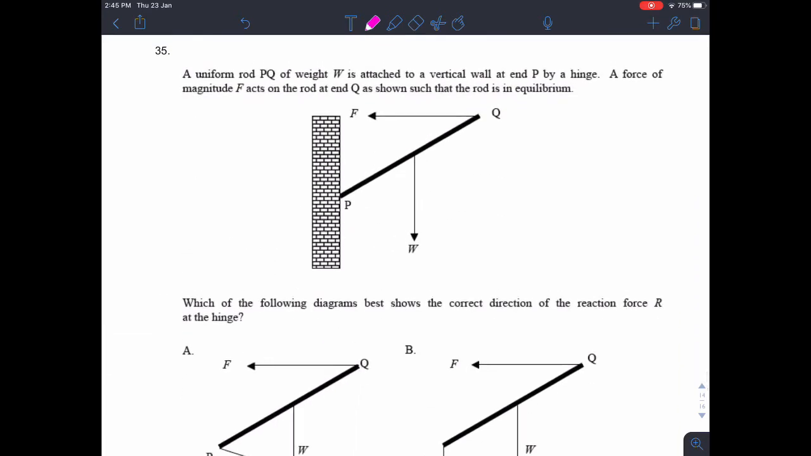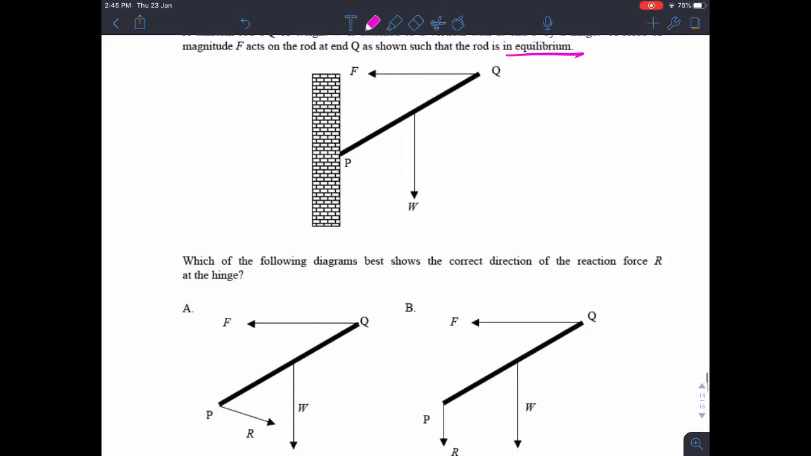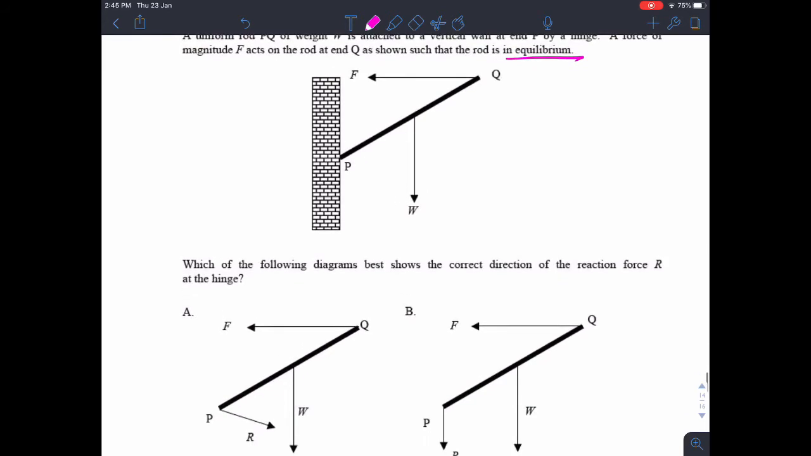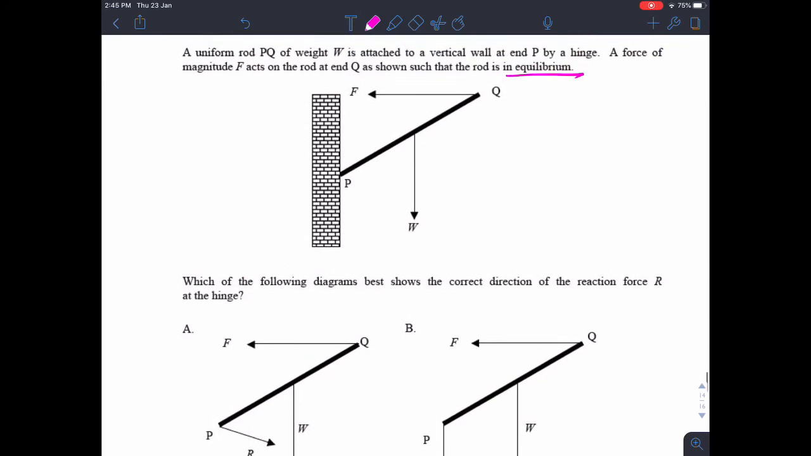35. This one's a force diagram. We know that the rod is in equilibrium. So we know that the vector triangle would be a complete triangle if we drew a vector triangle. Which of the following diagrams best shows the correct direction for the reaction force R at the hinge? Well, if it's going to be a complete triangle, then the reaction force R from here has to balance both this force here and this force here. So it needs an upward component that's equal to the weight.